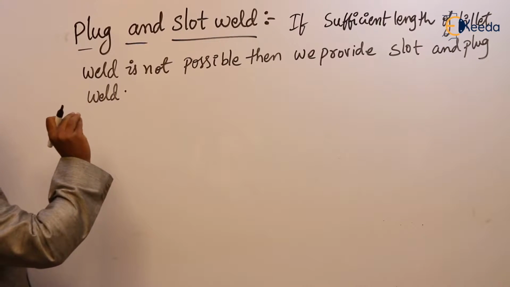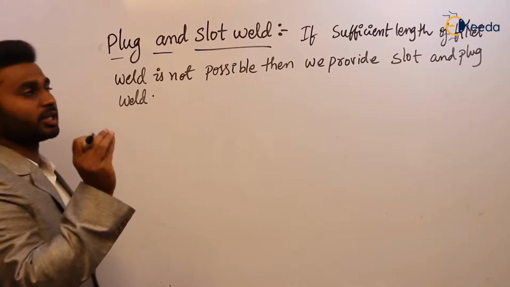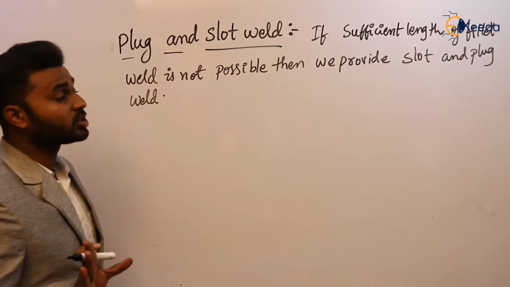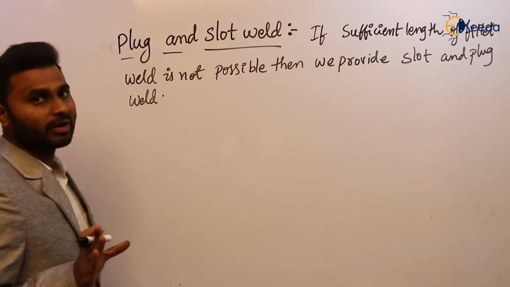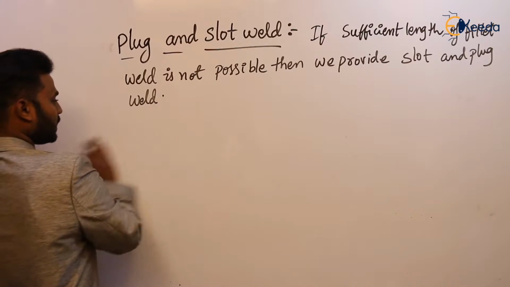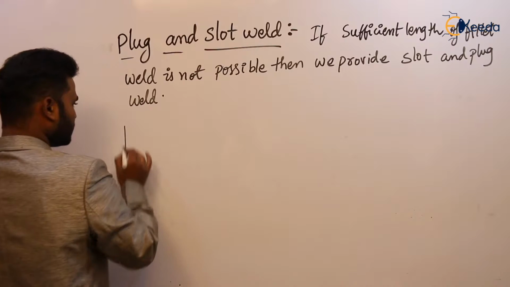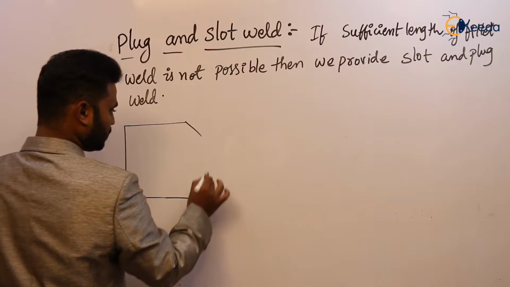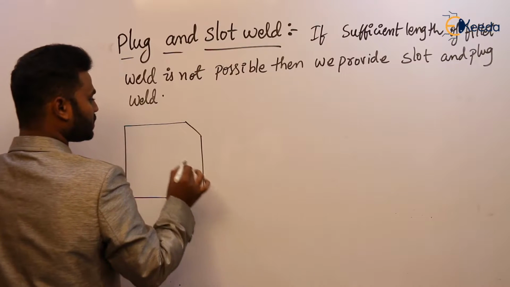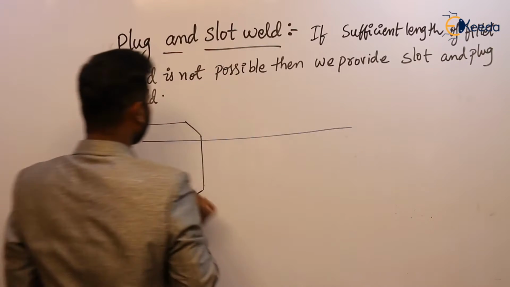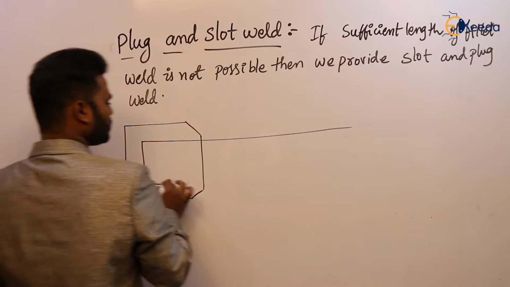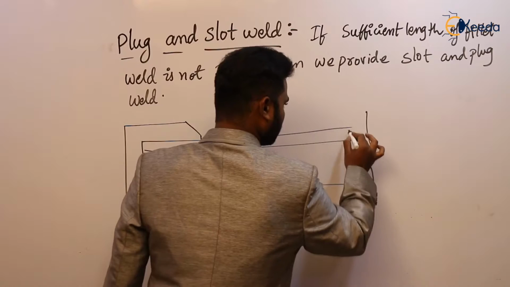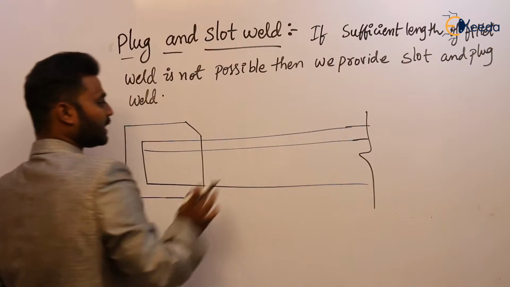So it is not a different type of weld. It is provided along with a fillet weld when sufficient length is not possible for fillet weld. So now let us take one example. So this is the gusset plate. To this gusset plate, assume that we have connected an angle. So this is one leg and this is another leg of the angle.